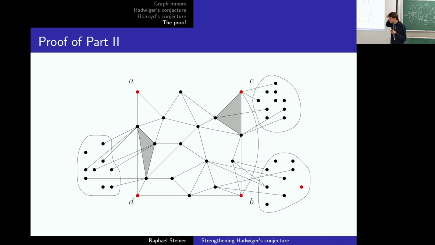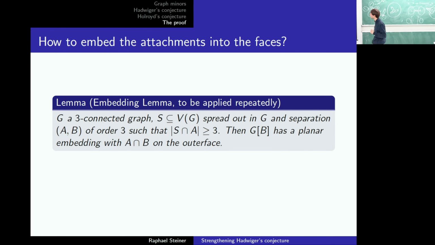So all we need to prove is that we can always do this for every free separator in our graph, which has A, B, C, and D on the one side, and then something else on the other side. We can find a planar embedding of the right-hand side of the separator plus the separator vertices, where the separator vertices are on the outer face. And that's exactly the last lemma which we have to prove.